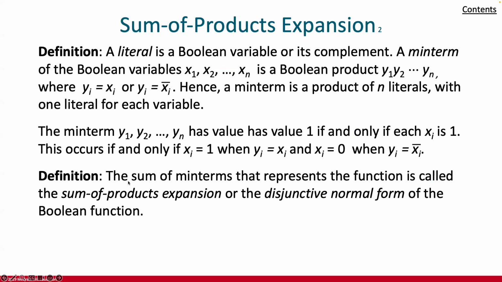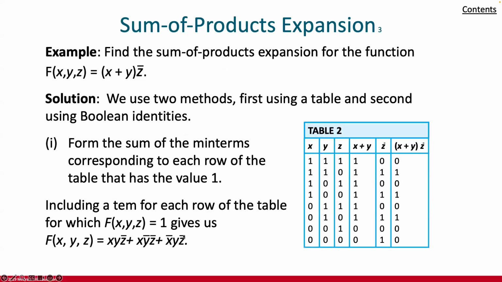And another definition: the sum of minterms that represents a function is called the sum of products expansion, or the disjunctive normal form of that Boolean function. So here's an example. Find the sum of products expansion for the function f(x, y, z) equals the quantity (x + y) times z bar. And so we can be figuring that out.